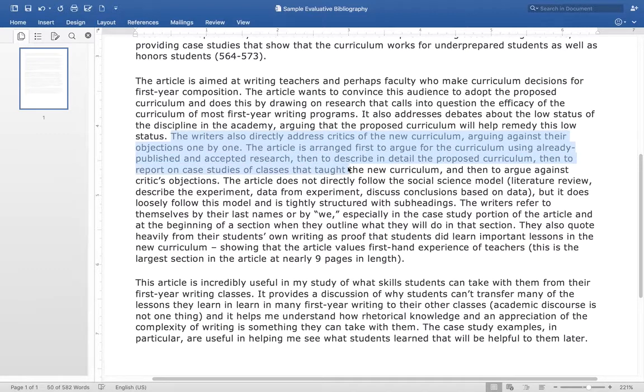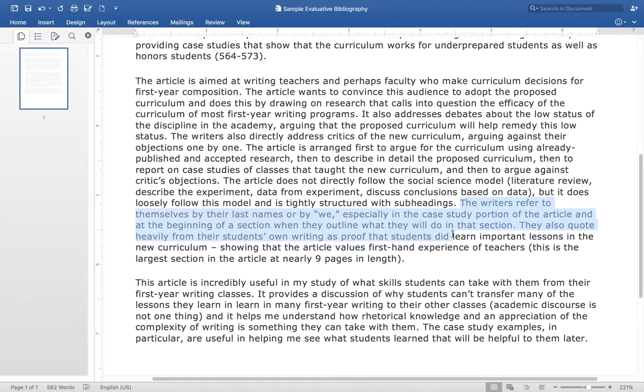The article is arranged in this manner: first to argue for the curriculum using already published and accepted research, and then it describes in detail the proposed curriculum and reports on case studies of classes that taught the new curriculum. And then there's this sort of broader generalization. The article doesn't directly follow the social science model that we've seen in a lot of the other books and essays that we've read for this class, but it does loosely follow this model and is structured with subheadings, so it's a descriptive assessment of the essay in terms of its organization.